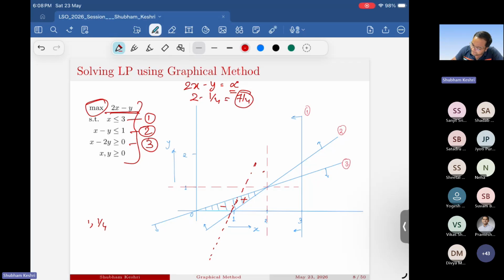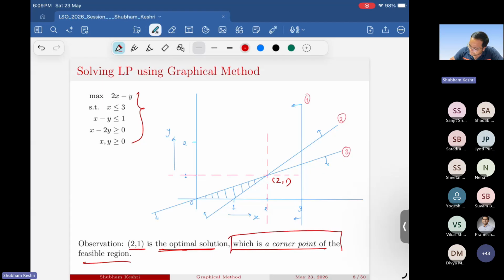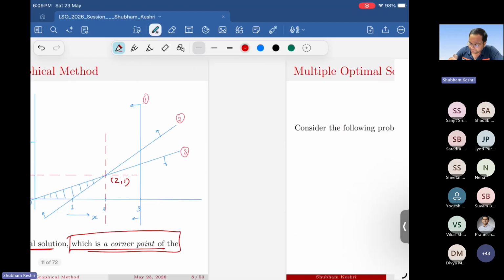And what we'll see is that once we move, this ISO cost line exits the feasible region via a corner point. And at this point, the objective function is maximum. Okay. So what we observe is that at (2, 1), the objective function value is maximum, and that is the optimal solution to this problem, which is a corner point. So we observe that a corner point is optimal. Okay, so this is one observation we have made.